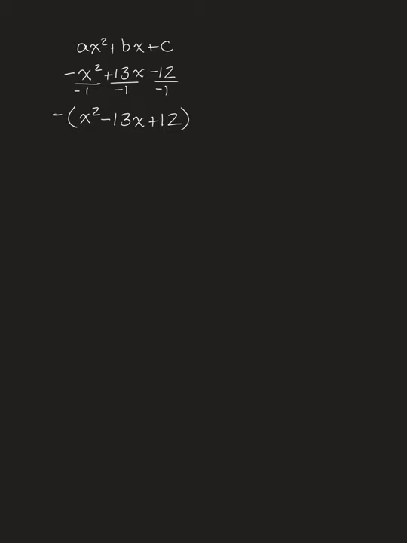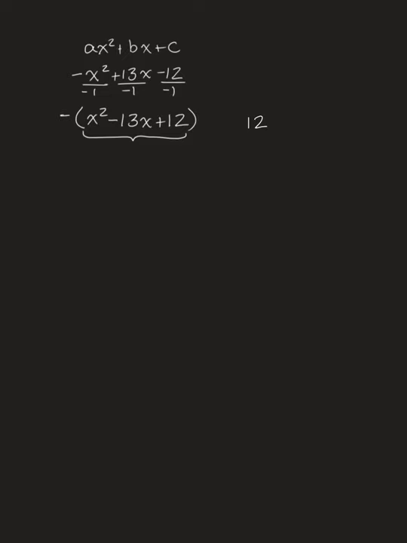Okay? So now I am going to factor this guy. Now the a value is 1. So I multiply a times c. Well, 1 times 12 is 12. I look for magic numbers that will multiply to 12 but add to -13. So if they're adding to a negative number, they have to be negative. If they multiply to a positive and add to a negative, then the two numbers must be negative.